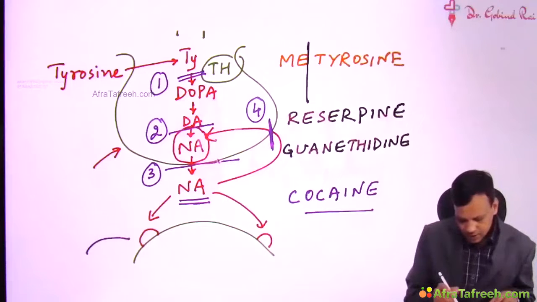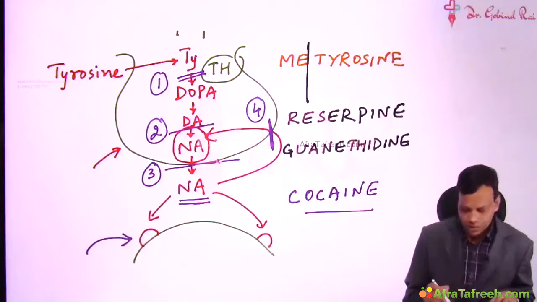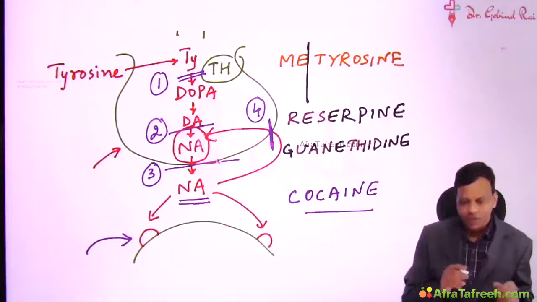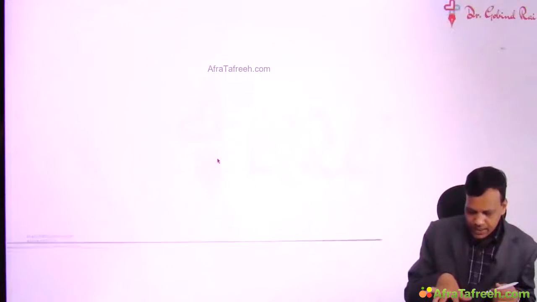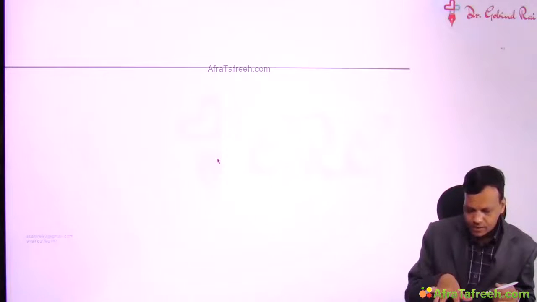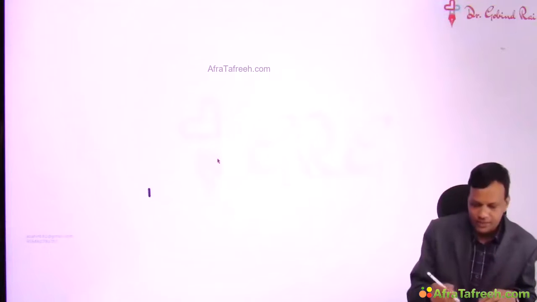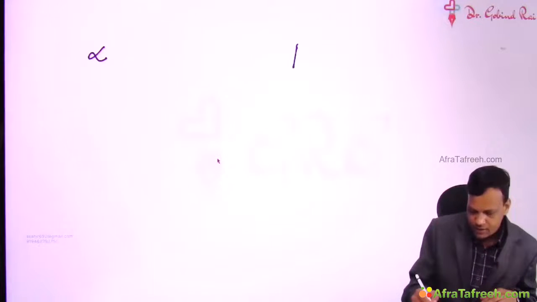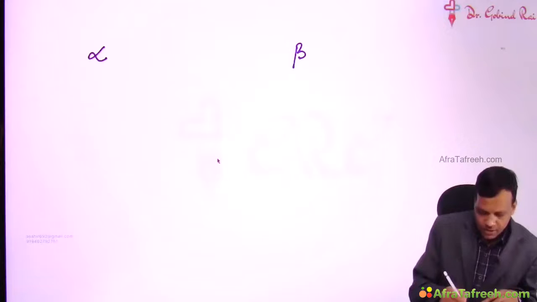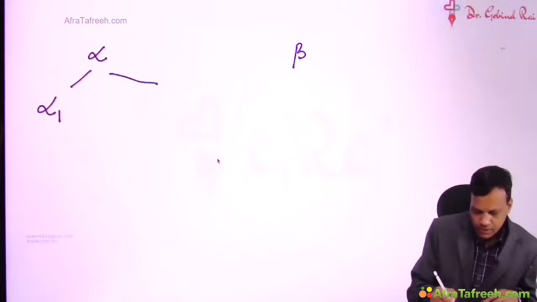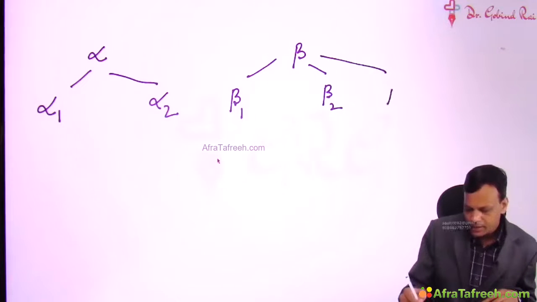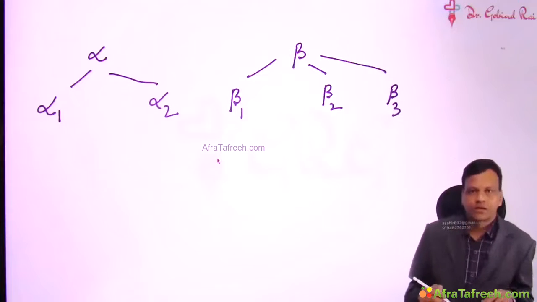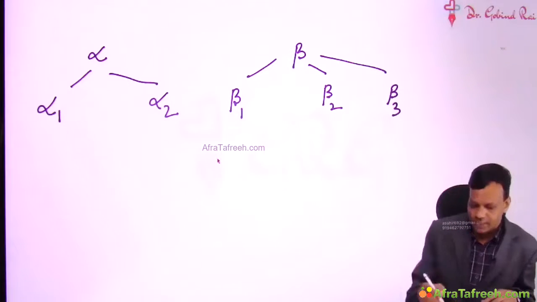Now the next thing we need to discuss is the receptors, because noradrenaline will finally act on receptors. Receptors of the sympathetic system are of two main types: alpha receptors and beta receptors. Alpha receptors are further of two types, alpha 1 and alpha 2. And beta receptors are of three types, beta 1, beta 2 and beta 3. So we'll start the discussion from the alpha 1 receptor.